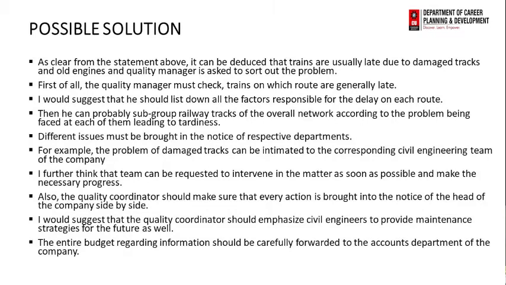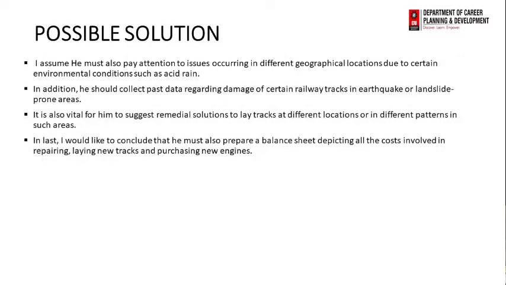All the departments need to coordinate really well. Maybe they are not coordinating well, and that is why this issue is coming. So they need to coordinate well in order to make sure that the trains are arriving on time. If there's a requirement of a civil engineering team so that the damaged tracks can be repaired, that can be done immediately, so that team needs to be contacted. The accounts department also needs to be communicated with, because they need to understand where exactly the budget is going. Are they spending it in the right direction? If not, then that needs to change.